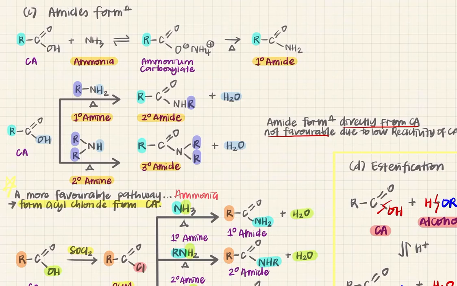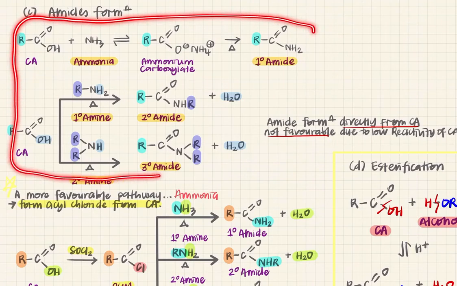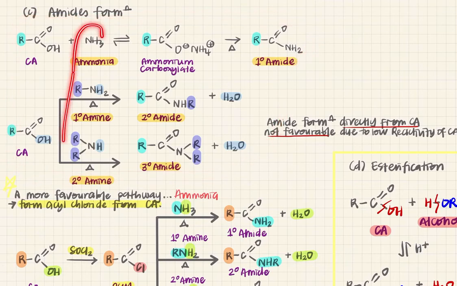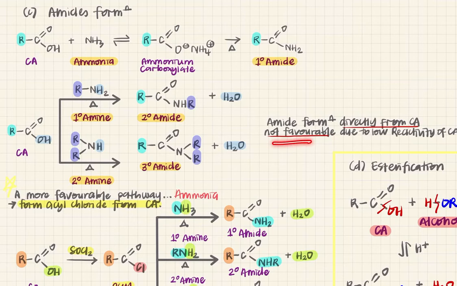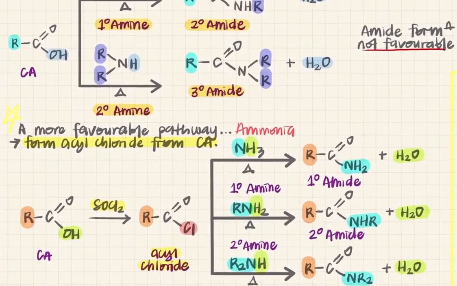Okay, but using carboxylic acid directly with these ammonia and its derivatives is not so favorable, okay, because your carboxylic acid has low reactivity towards these reagents. So maksudnya dia tak laju lah nak form, dia tak stable sangat nak form, dia tak suka sangat. So how can we make, what is the better pathway, the more favorable pathway? It is this pathway below.